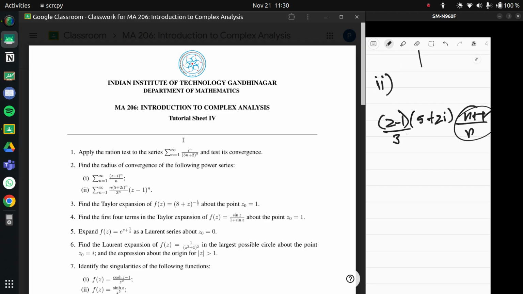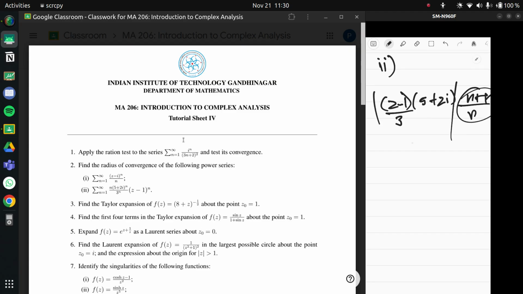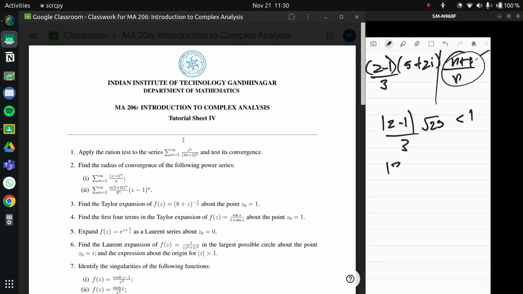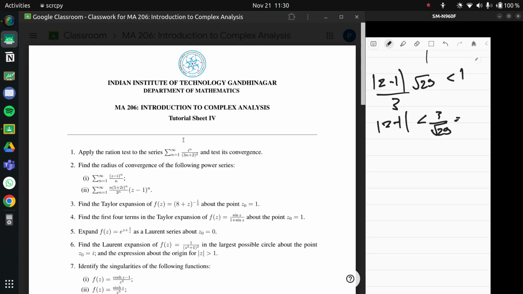And what about this thing? I mean, we actually want the magnitude of this stuff. So that's going to be magnitude of z minus 1. And then you got this guy's magnitude. So this is 3. This thing is 25 plus 4 is 29. And that is less than 1. That's what we require. So it just means this quantity. So our radius is just that.